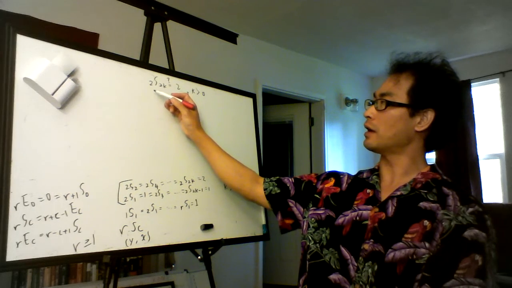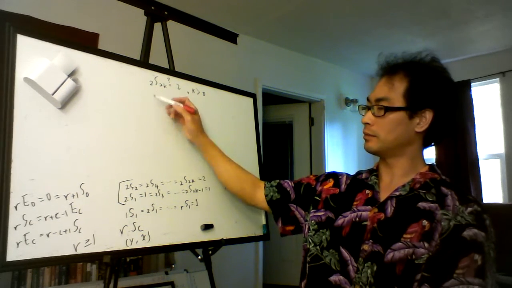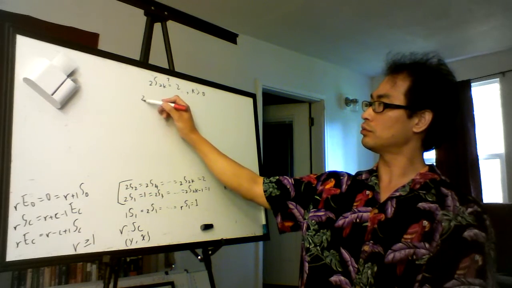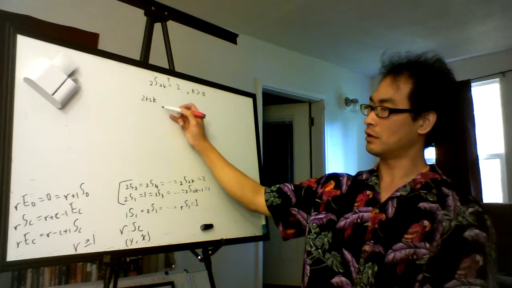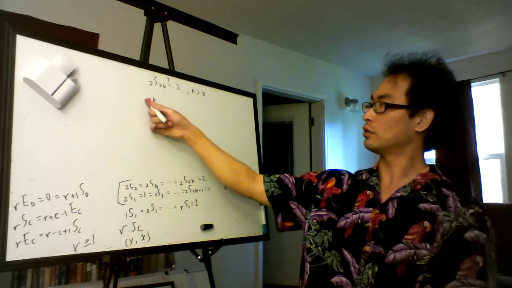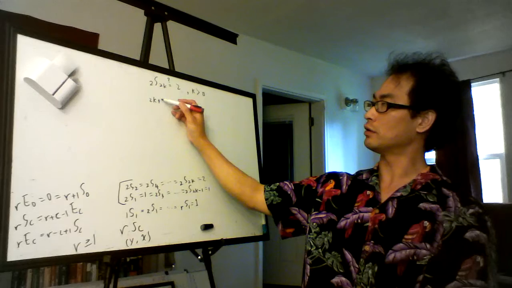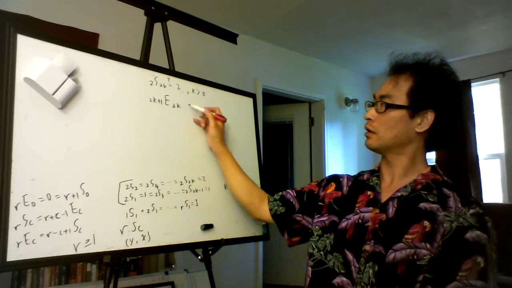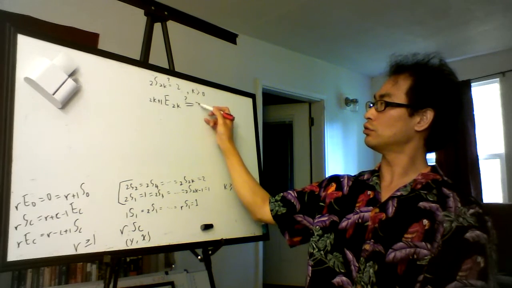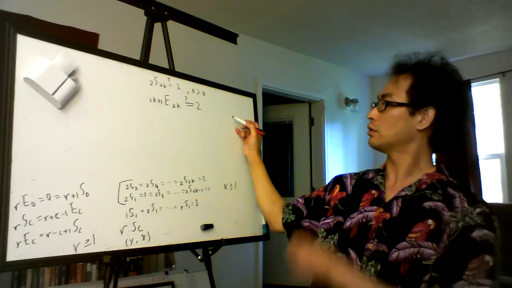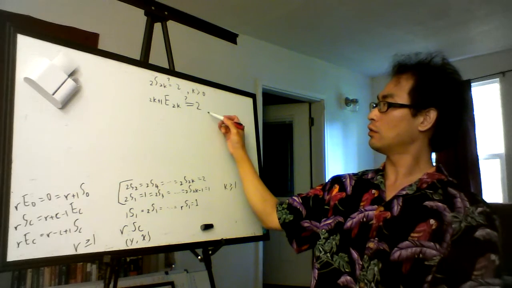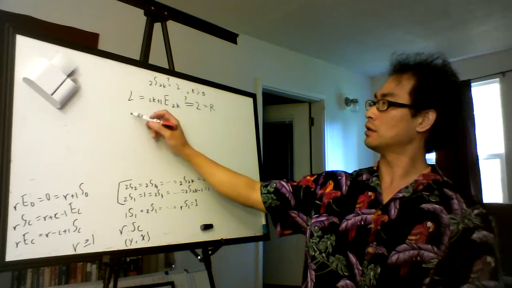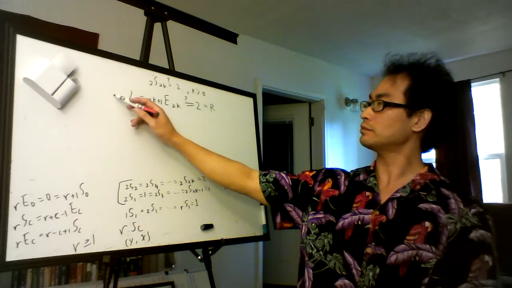Okay, this is the same as the conversion formula. Add them: 2 plus 2k minus 1, so 2k plus 1 E 2k. Is this equal to 2 when k is more than 0? This is the right-hand side, and this is the left-hand side. Let's prove it, okay? Proof.